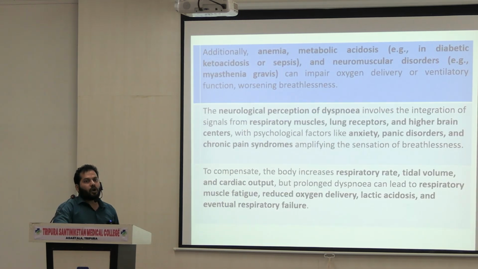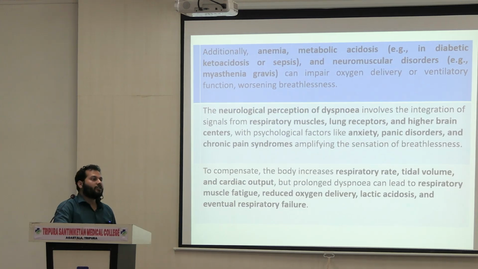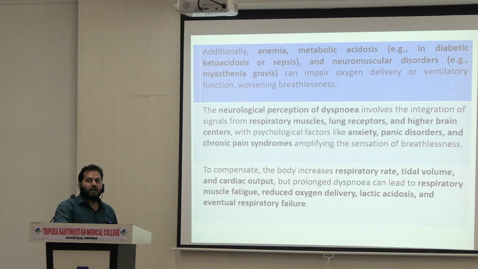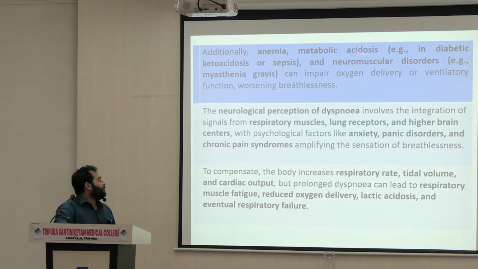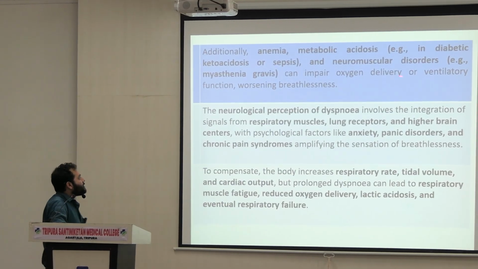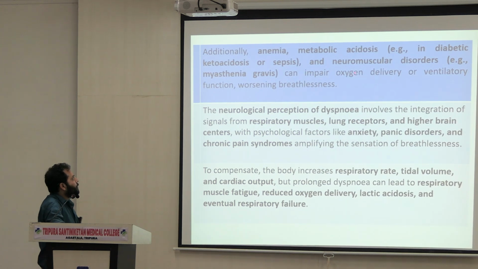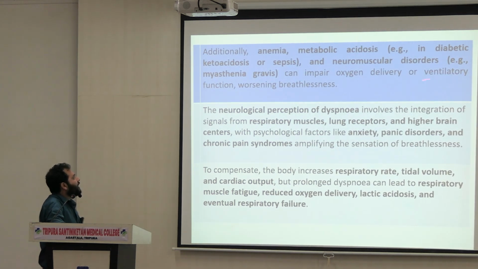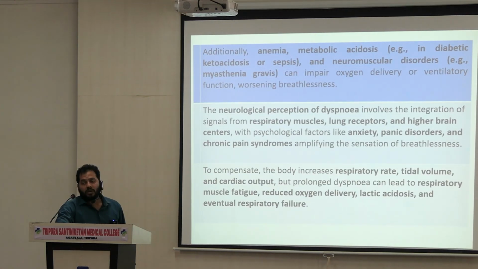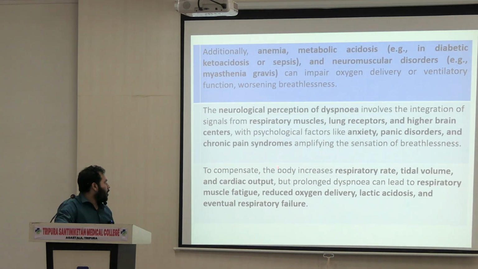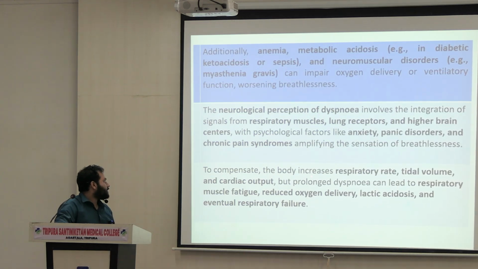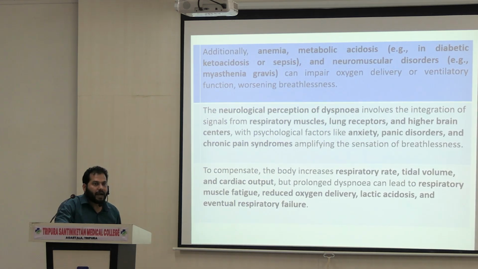Now, other than obstructive, restrictive or cardiovascular causes, there are some other causes that are also related with this abnormal breathing process. These are anemia and metabolic acidosis, and in some cases neuromuscular disorders can impair oxygen delivery and ultimately affect the ventilatory function. Here, like the previous one, we have some compensatory mechanisms. So what are the compensatory mechanisms? To compensate, the body increases the respiratory rate, right?